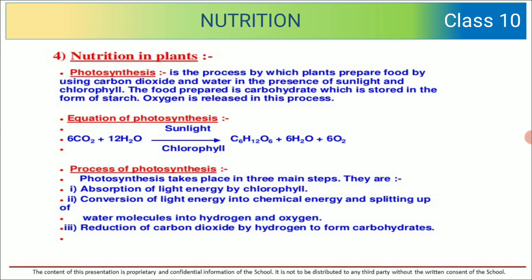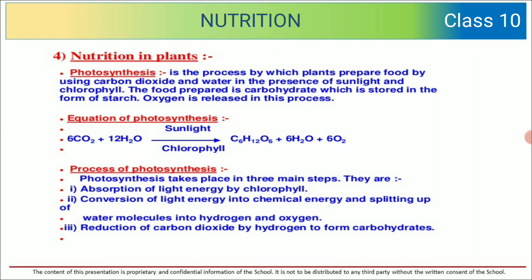First important process which is mentioned over here is photosynthesis. It is the process by which plants prepare their food by using carbon dioxide and water in the presence of sunlight and chlorophyll. The food prepared is carbohydrate, which is stored in the form of starch. Oxygen is released in this process.